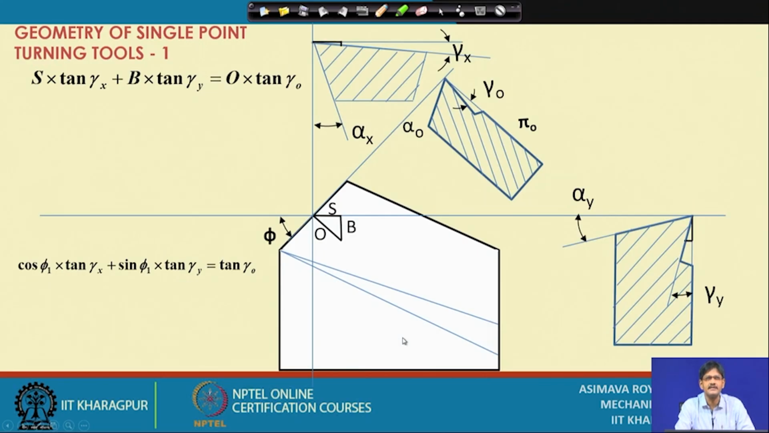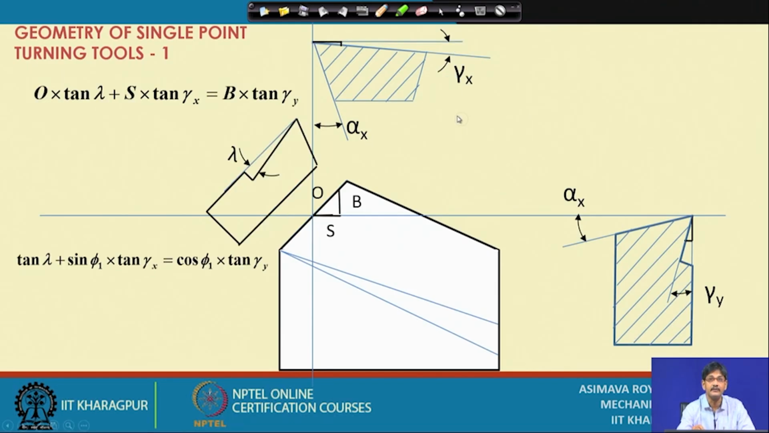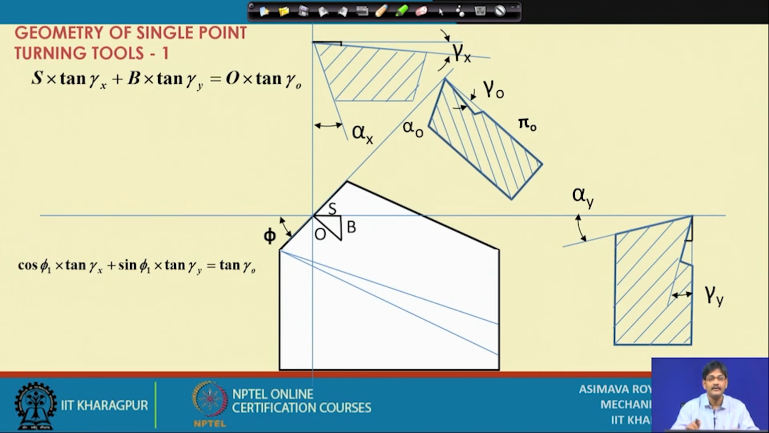This is the first exercise that we have in angle conversion. For example, suppose I am interested to know what is the relation between orthogonal rake here and the two rake angles in the American system, gamma x and gamma y. So, I start from this relation.